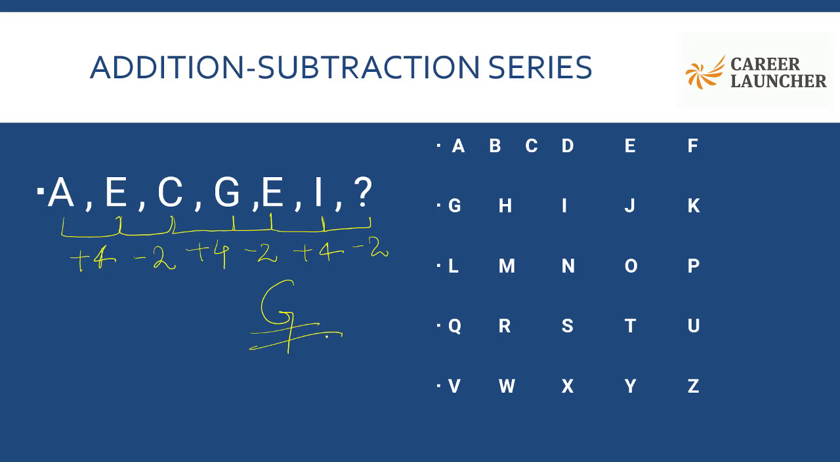So here we have seen that alternately we are moving ahead and alternately we are coming back. And the pattern here which was followed was +4, -2, +4, -2. Very similar to the number series thing.